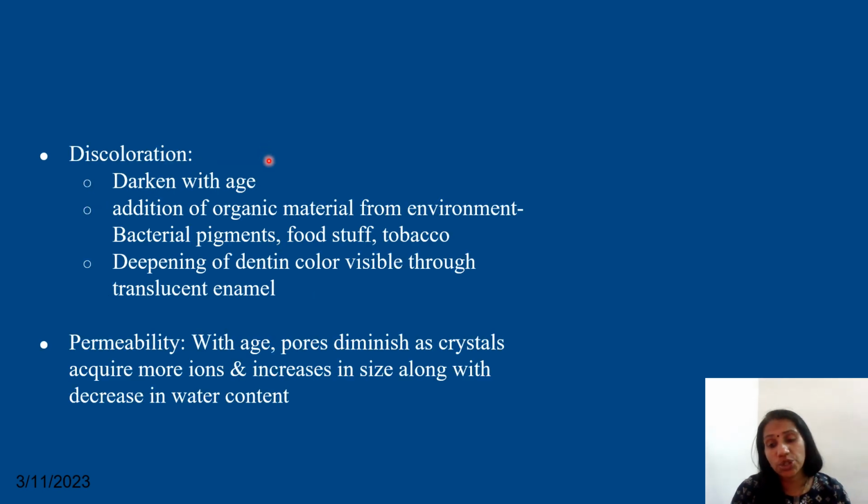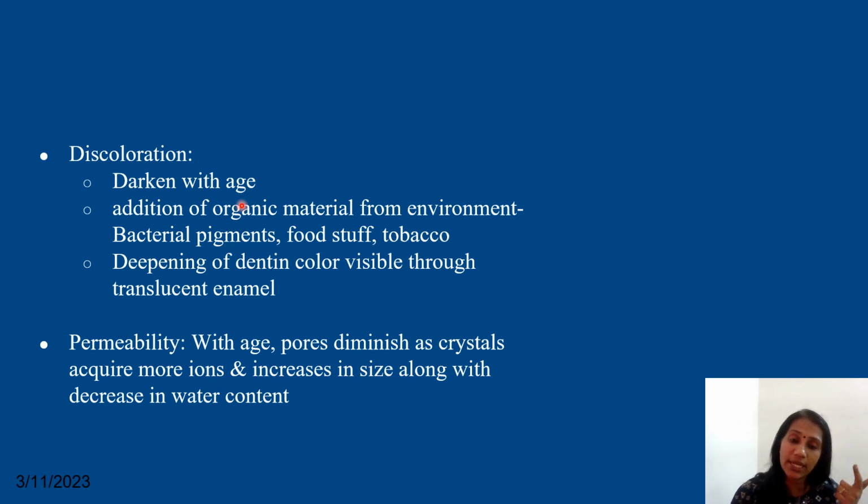The other changes are related to the color of the enamel. We know that the color depends upon the thickness or the opacity of the enamel. As age advances, the enamel keeps wearing away and becomes thin, so it will appear darker, more yellowish in color. That is because of the reduction in the thickness of the enamel, and it is the underlying color of the dentin that is reflected on the surface.